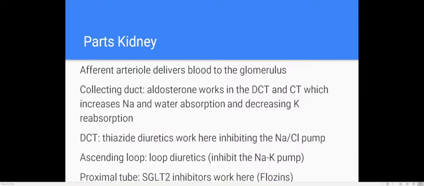So, these are some of the parts of the kidney. The afferent arteriole delivers blood to the glomerulus. I don't know if they'll actually ask you that or not. That's just a tidbit of knowledge that RxPrep emphasized, so it could definitely come up. You never know.